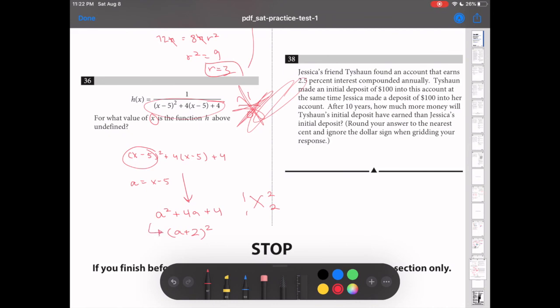What value of x is this undefined? We have to set it equal to 0 because that's going to make the denominator 0. A plus 2 squared equals 0. Remember to sub in for a though, because we used that as something else. X minus 5 plus 2 squared equals 0. X minus 3 squared equals 0. X is 3.